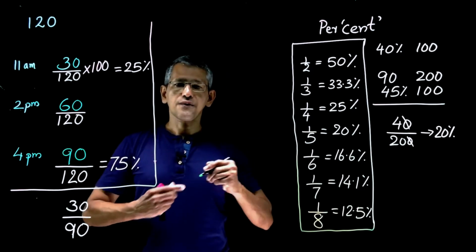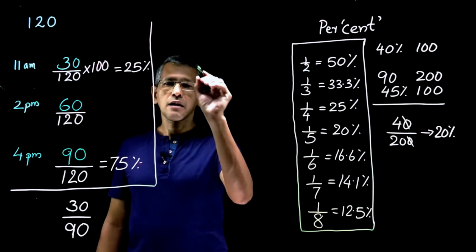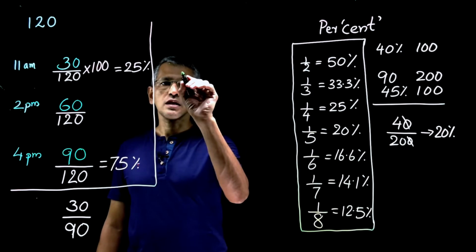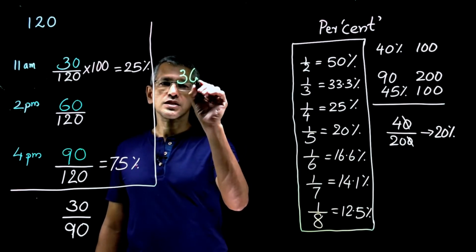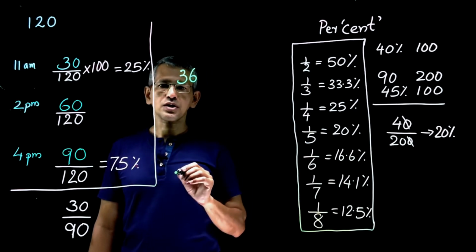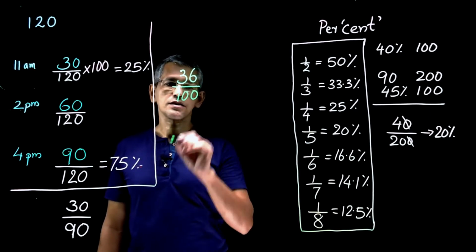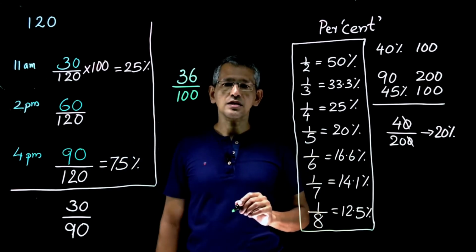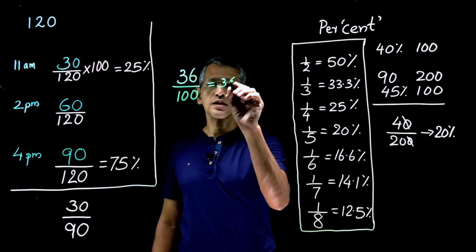Here we have, let's say, a company. They have a product A. Product A production is 36 tons, and the total production of this company is 100 tons. So 36 tons out of a total production of 100 tons. So what percentage? Simple, 36%, right?